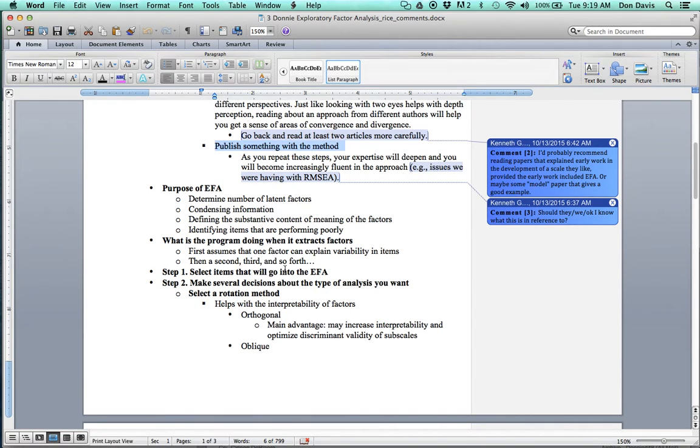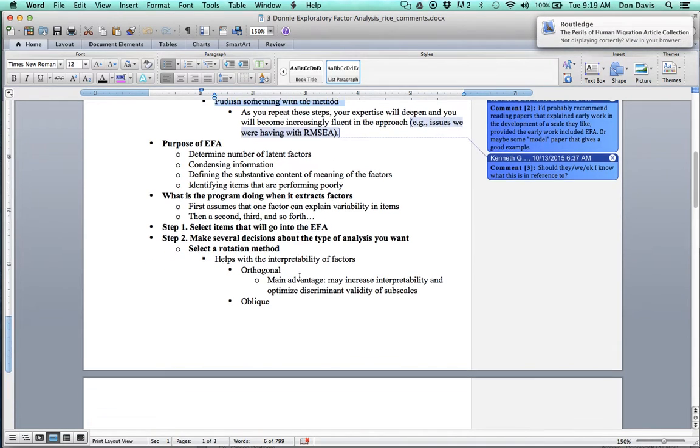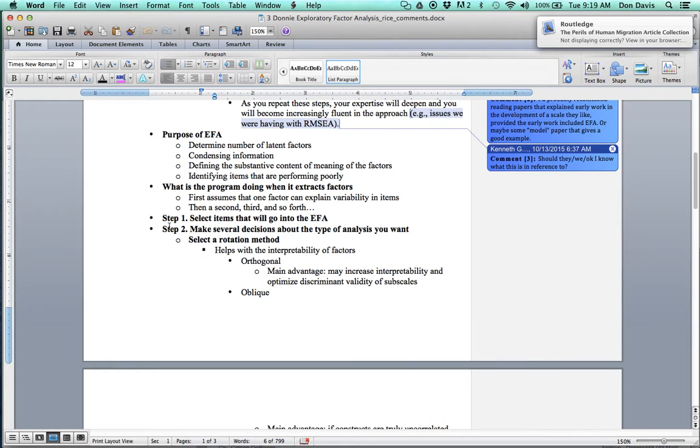Okay, so steps to doing an EFA, and then later on I'll show you a basic lab that you can do to kind of walk through this. But the first step is just going into the program and identifying which items go into the EFA. So then step two, there's several decisions to be made in selecting the analysis.